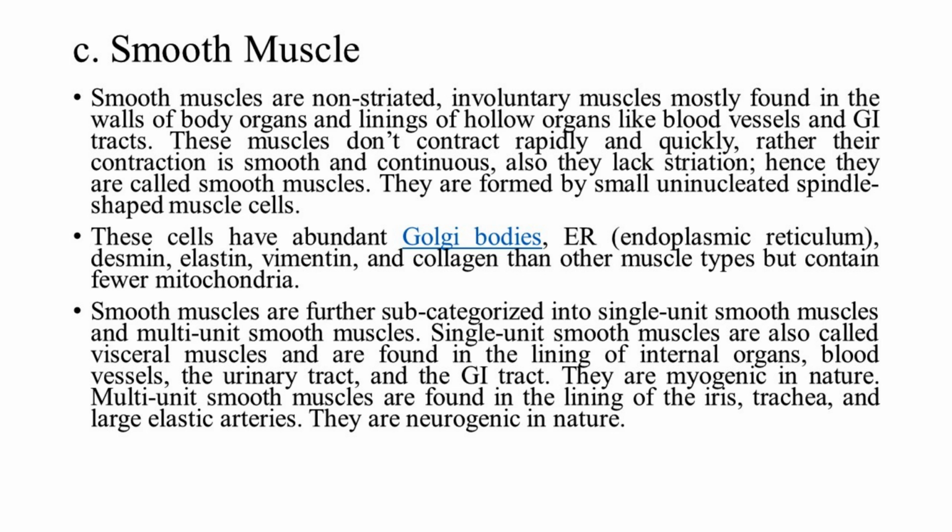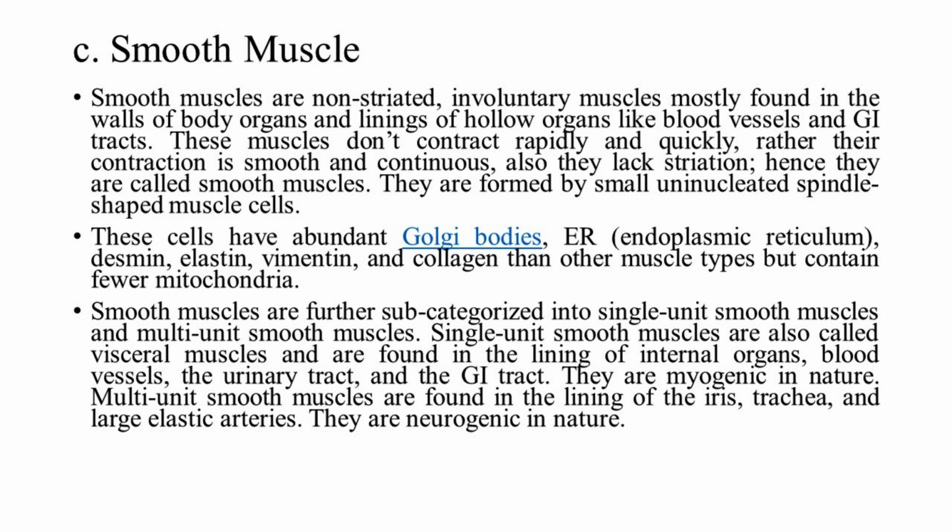These cells have abundant Golgi bodies, endoplasmic reticulum, desmin, elastin, vimentin, and collagen than other muscle types but contain fewer mitochondria. Smooth muscles are further subcategorized into single-unit smooth muscles and multi-unit smooth muscles. Single-unit smooth muscles are also called visceral muscles and are found in the lining of internal organs, blood vessels, the urinary tract, and the GI tract.